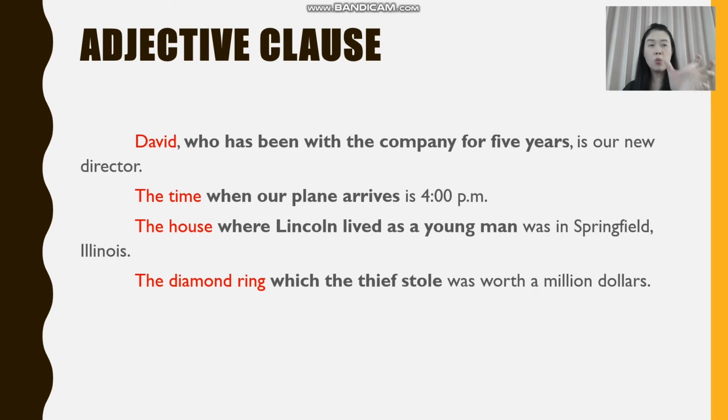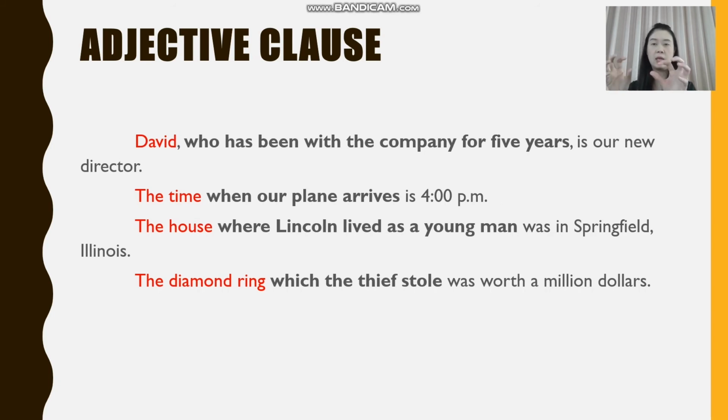So we are using "where Lincoln lived as a young man" to modify the house, okay? And the last one, "the diamond ring which the thief stole was worth $1 million." So "which the thief stole" is to give more information or to describe the noun ring, okay? So you can see that when we are using the adjective clause, definitely it will be placed right after the noun that it is used to modify, okay?